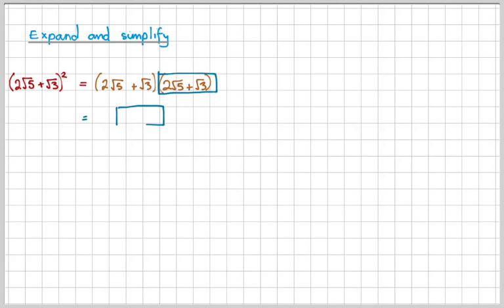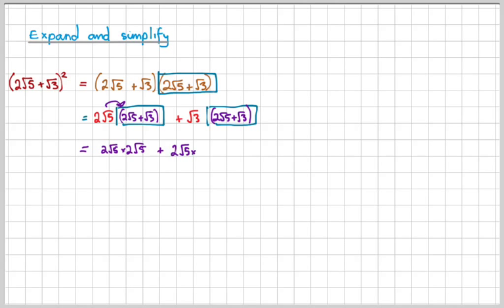In the same method, we do 2 root 5. Continuing, we get 2 root 5 times the box plus root 3 times by the box. The box is just the bracket there, 2 root 5 plus root 3 and 2 root 5 plus root 3. Expanding each of those brackets separately, 2 root 5 times 2 root 5 is 2 root 5, 2 root 5. 2 root 5 times root 3 is 2 root 5 root 3. And then root 3 times 2 root 5 is root 3 times 2 root 5. And root 3 times root 3 is just that.